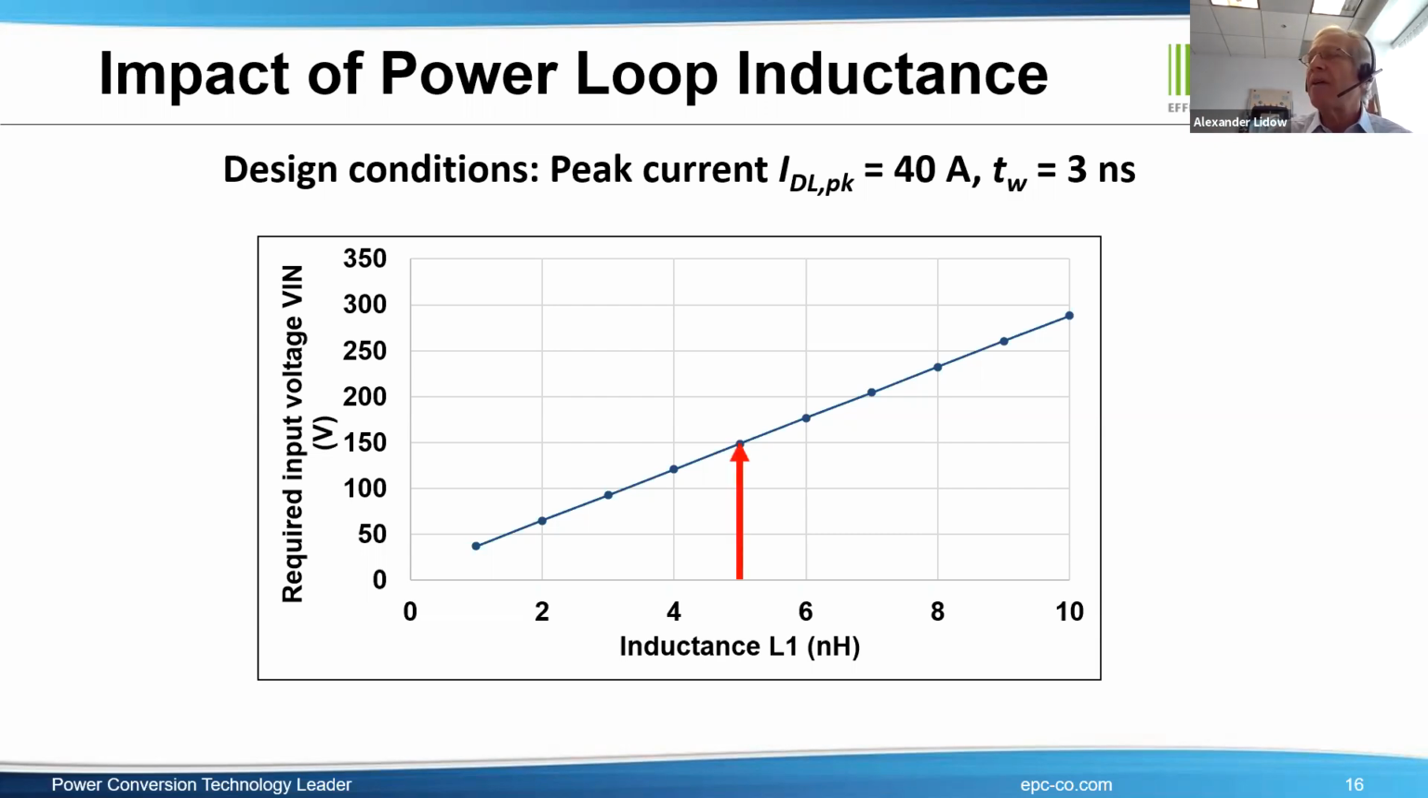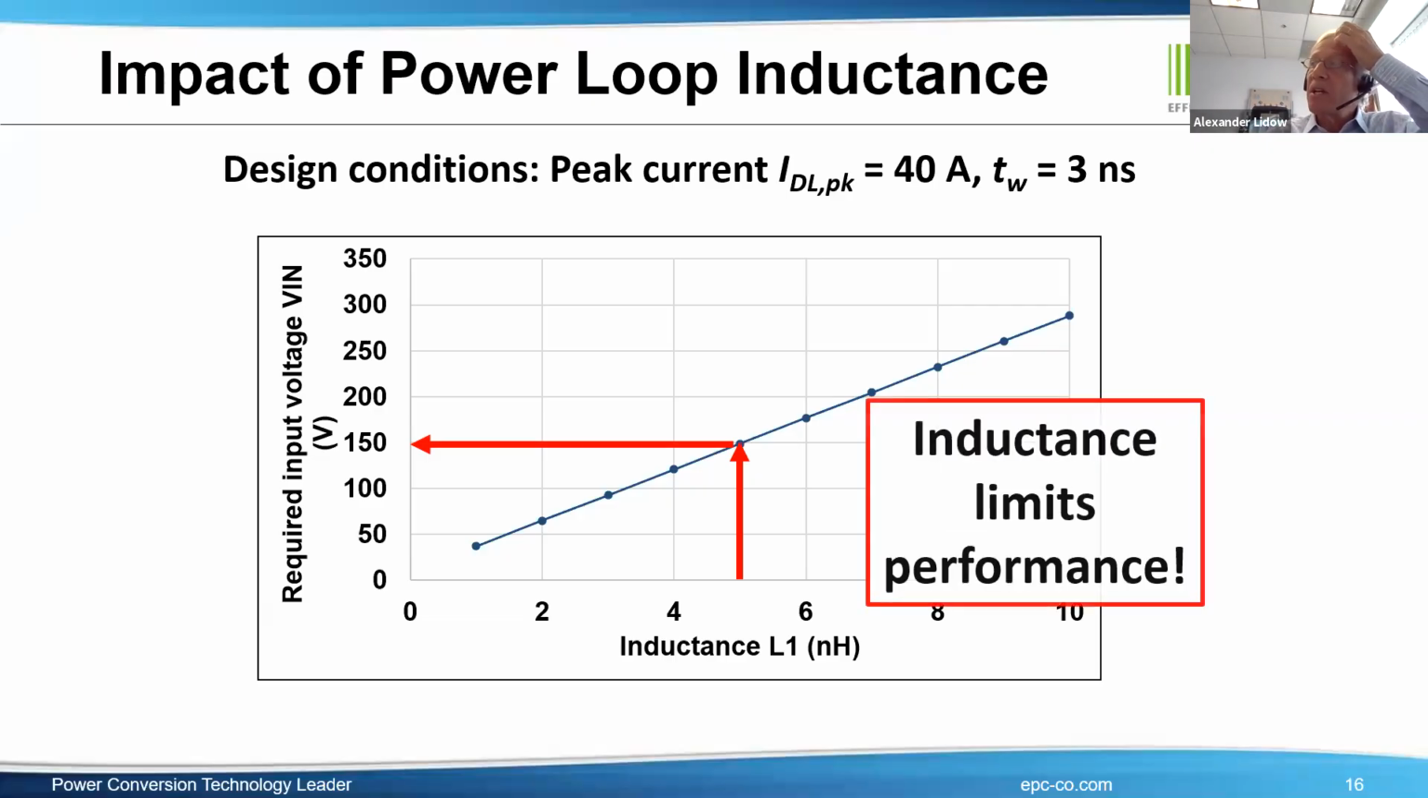And let's use 5 nanohenries as just a way to look at this, and you can see that you need 150 volts in order to squeeze 40 amperes in 3 nanoseconds through 5 nanohenries. So in this case, inductance truly limits the performance.